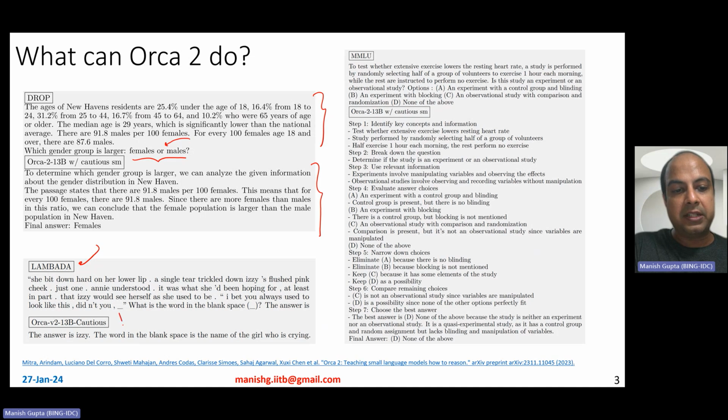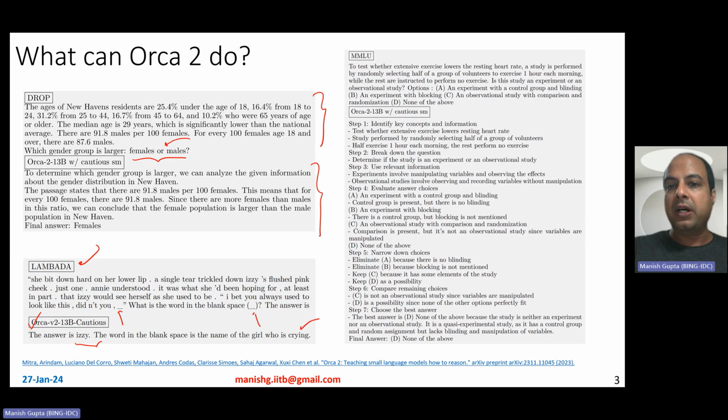Lambda task is essentially a word prediction task. So there are missing words here at the end of two sentences. And the question is what should be filled in there, right? So Orca 2 nicely figures out the right answer, and also gives a reasonable reasoning.